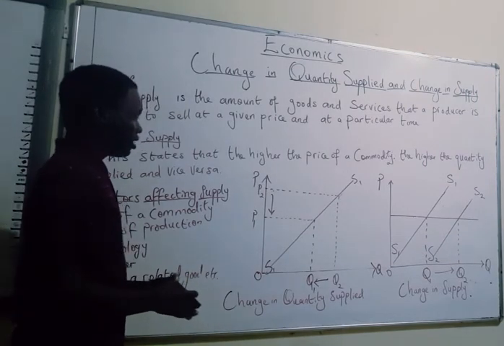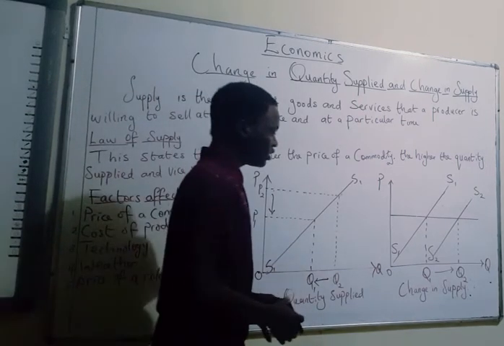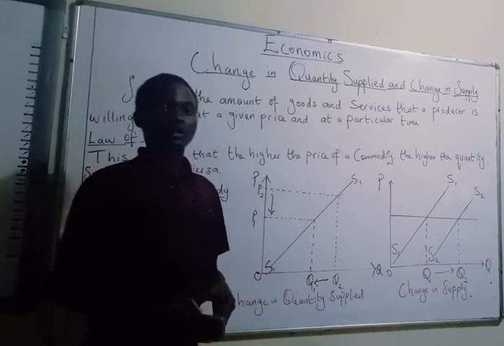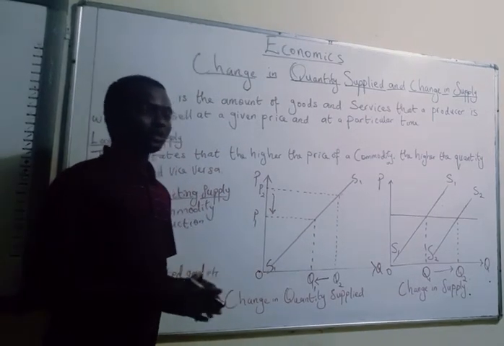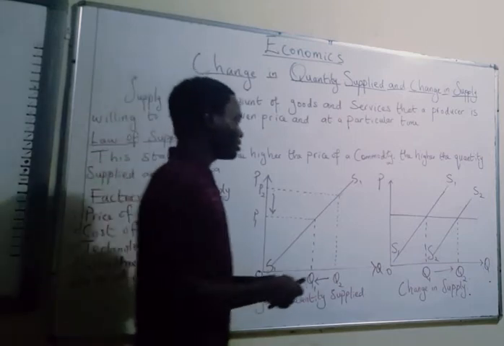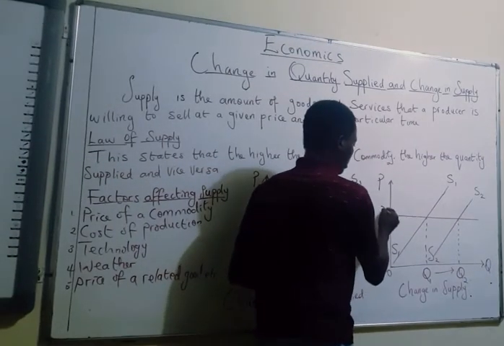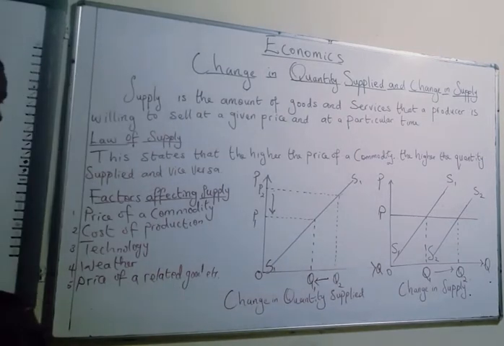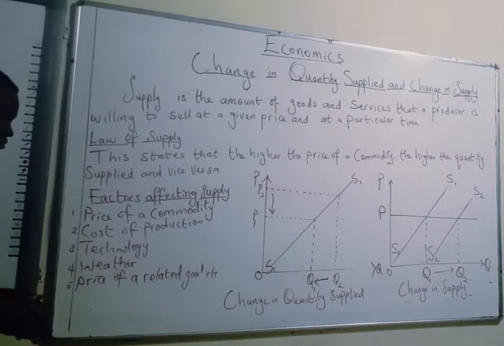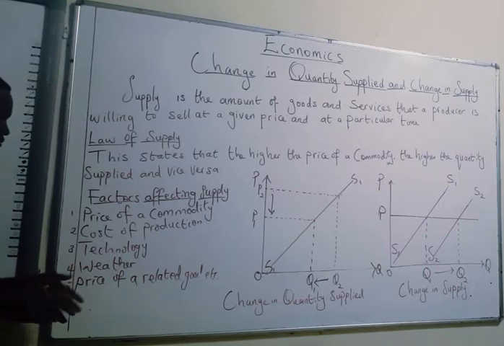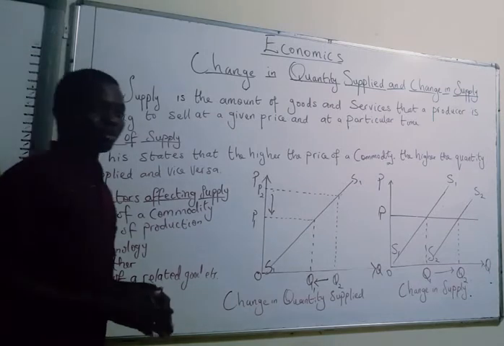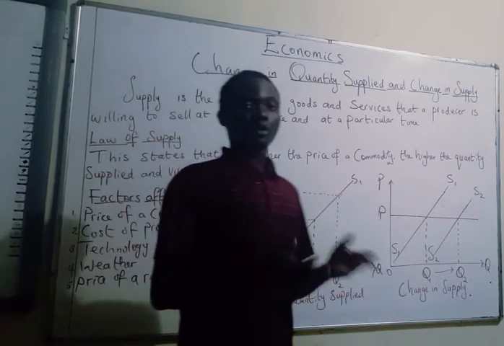Now let's move into change in supply. So what is change in supply? Change in supply occurs when other factors affecting supply, apart from the price of the commodity itself, change. As stated, we have other factors affecting supply, including the cost of production, technology, weather, price of related goods, and so on and so forth. So let us assume that there is a change in cost of production, and in that wise, we are talking about a fall in the cost of production.